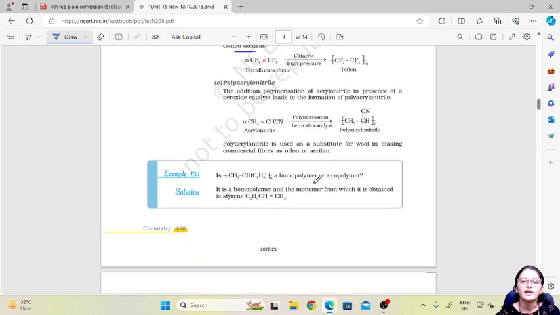Then next is polyacrylonitrile, the next addition polymer. Now here the monomer taken is acrylonitrile, and polymerization takes place in the presence of peroxide as a catalyst, and we get polyacrylonitrile. It is used as a substitute for wool in making commercial fibers such as Orlon and Acrylan. So it is used as a substitute for wool.